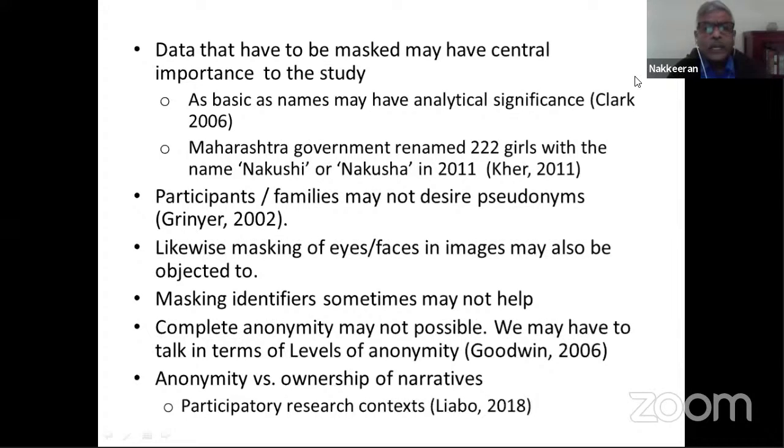You may have to talk in terms of levels of anonymity. Therefore, when you take the consent process, you talk to the participants and say that for such and such reason, certain levels of anonymity may not be possible. Because of your participation in the study, it's possible that your community members, your neighbors, may come to know. Therefore, it may be at the level of publication.